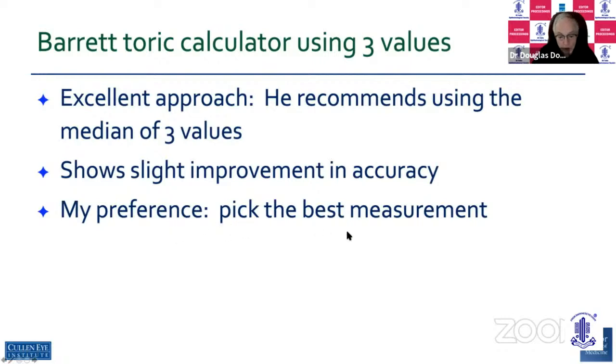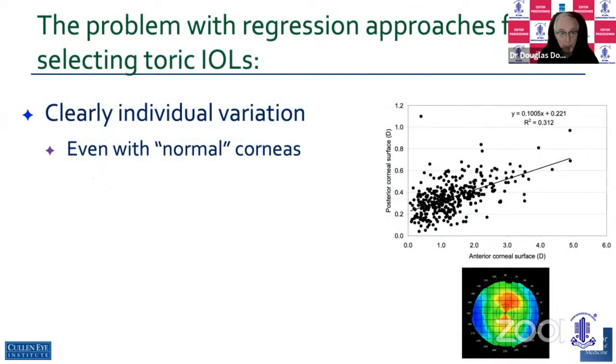My preference, though, is really to pick the best measurement. And by best, I mean I look at the reproducibility and I compare it to other measurements. So I look at each one separately and pick the best one. And with that approach, we've been pretty accurate. So the problem, though, with all of these formulas that don't measure the total corneal power is that there's variation in posterior corneal curvature. This is a graph of the anterior corneal curvature astigmatism in patients with-the-rule astigmatism, and this is the posterior corneal curvature measured with a Galilei.